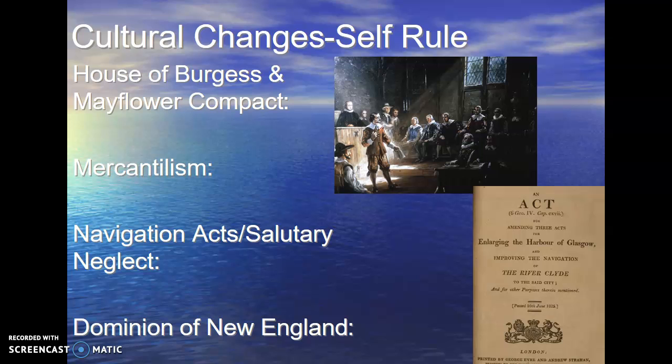Eventually, the Dominion of New England will be ended because the colonists object so much. But again, the idea is that we want to rule ourselves, don't take away our rights, and if you do, you'll deal with the consequences.